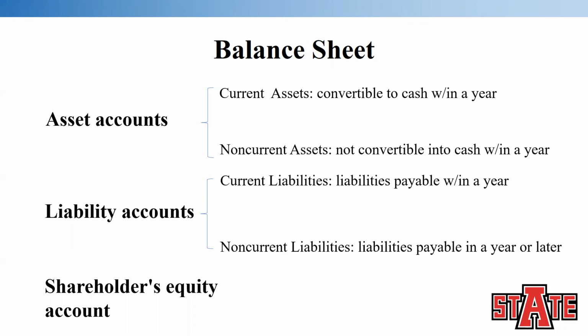Under assets, you have two major categories: current assets and non-current assets. Current assets are those assets that are expected to be convertible into cash within a year or less. So here you're going to see things like accounts receivable, right? Accounts receivable are credit sales we've made to a customer that have already been earned, but we haven't converted them into cash yet. We haven't collected on those sales. Inventory, right? Cash, of course, and short-term investments, those are current assets.